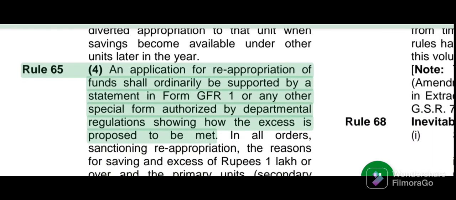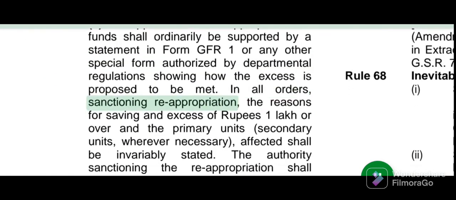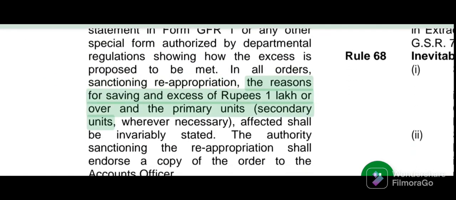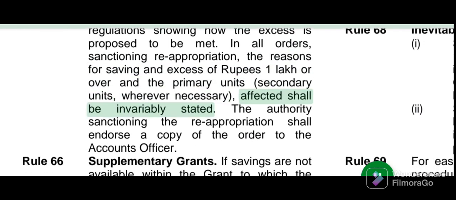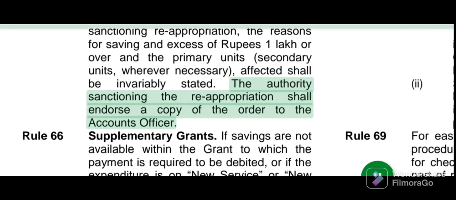Rule 65(4): An application for reappropriation of funds shall ordinarily be supported by a statement in Form GFR 1 or any other special form authorized by departmental regulations, showing how the excess is proposed to be met. In all orders sanctioning reappropriation, the reasons for saving or an excess of Rs 1 lakh or over in the primary units, and secondary units wherever necessary affected, shall be invariably stated. The authority sanctioning the reappropriation shall endorse a copy of the order to the accounts officer.